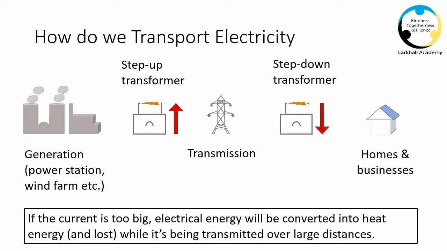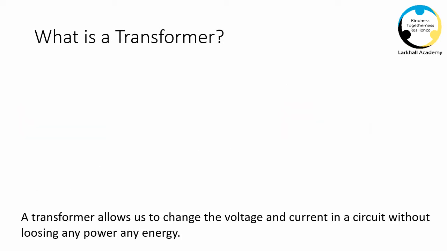How do these transformers work then? Why don't we start off by asking the question, what is a transformer? Well, a transformer allows us to change the voltage and current in a circuit without losing any power, or in reality probably only losing a very, very small amount of power, or energy, of course, in the process.